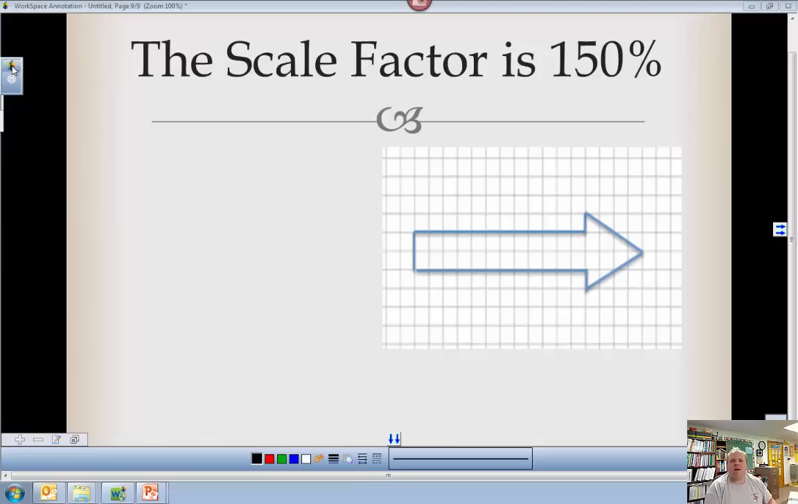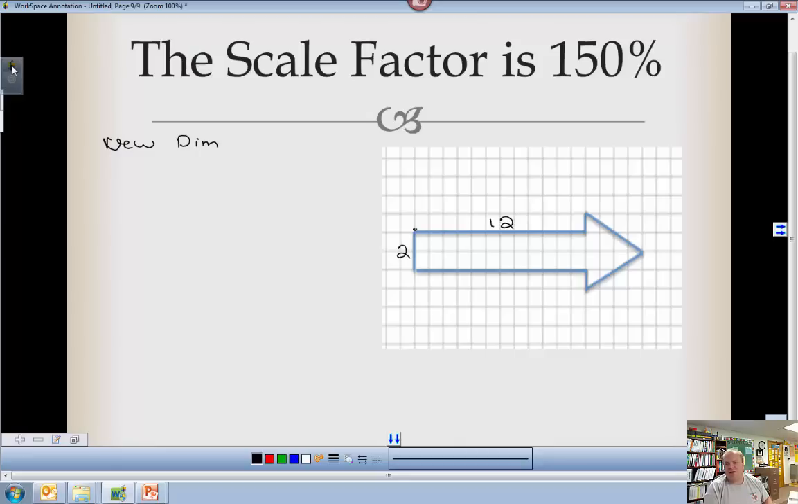So here, I'm going to tell you the scale factor is 150%. And I want to know what the new dimensions are. Okay. Well, this is 1. I'm going to start right here. So 1, 2, 3, 4, 5, 6, 7, 8, 9, 10, 11, 12. So this is 12 units.